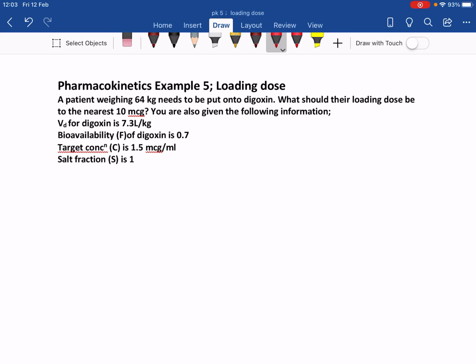A patient weighing 64 kilograms needs to be put onto digoxin. What should their loading dose be to the nearest 10 micrograms? You are also given the following information.